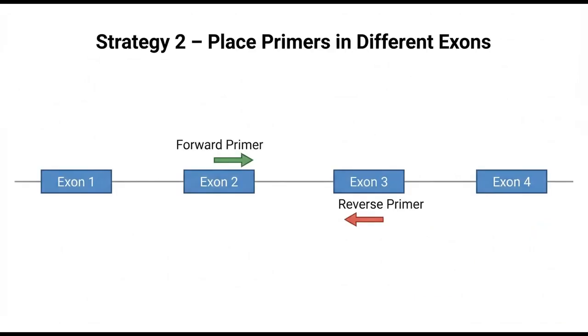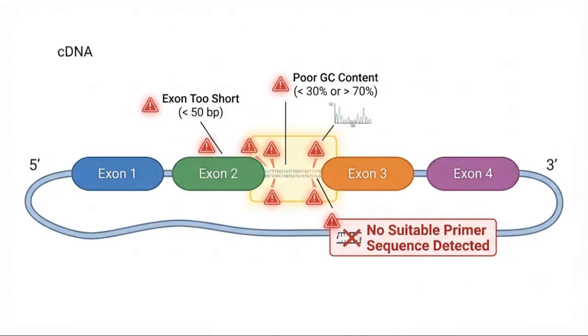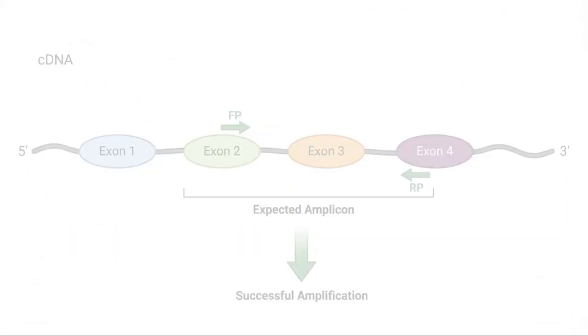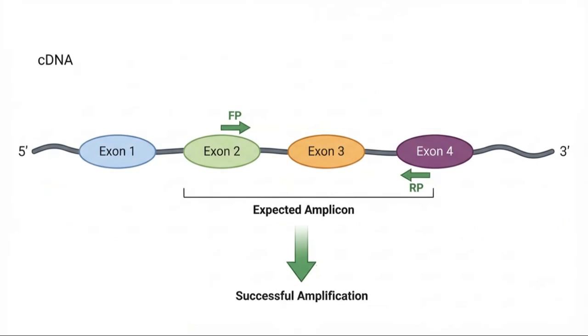Strategy 2: place primers in different exons. Sometimes the exon junction isn't suitable. Maybe the exon is too short. Maybe the GC content is poor. Maybe Primer 3+ simply can't generate a good primer there. That's perfectly normal. In those situations, place the forward and reverse primers in different exons.